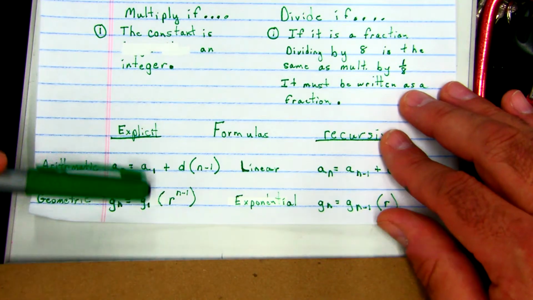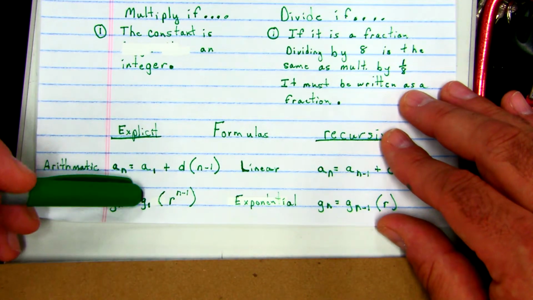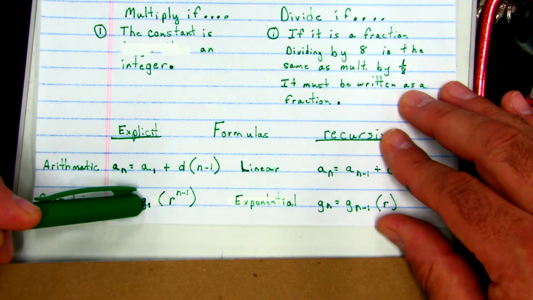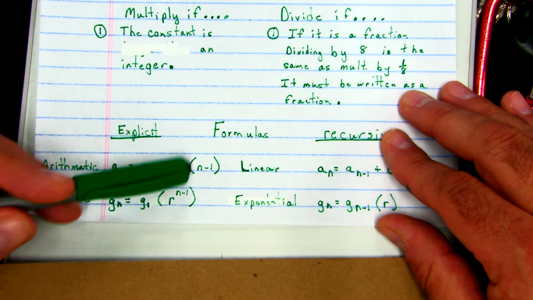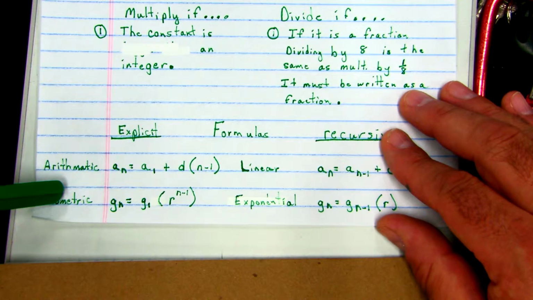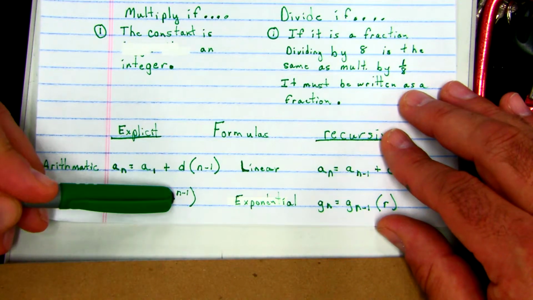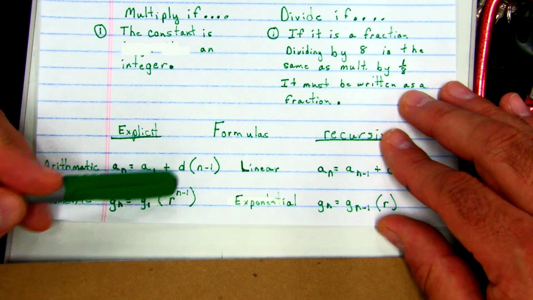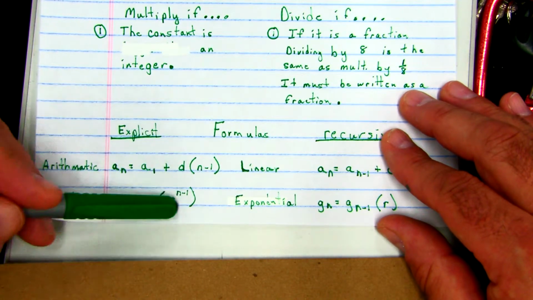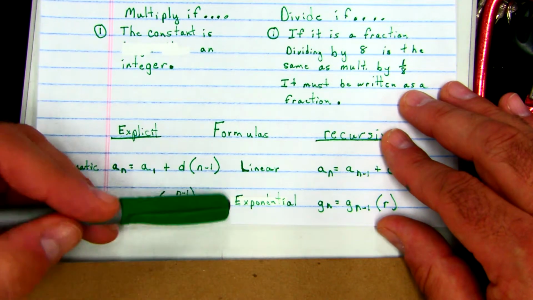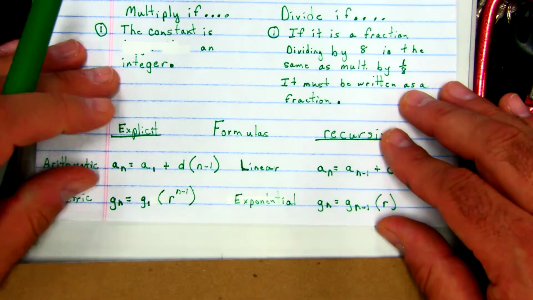If it's a geometric sequence, again, they're going to give you the original term. This time you're going to multiply, because geometric means you're multiplying and/or dividing. In this case, we're going to multiply, and then this is the common ratio raised to a power. When you raise it to a power, that's called an exponent. That's why the graph is exponential.